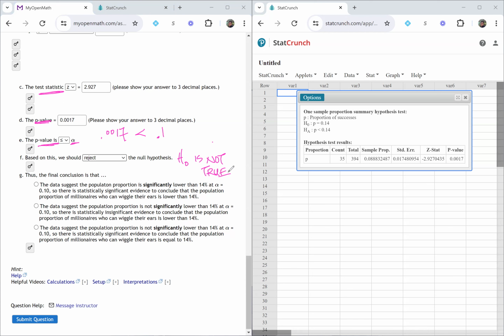So that null hypothesis saying that 14% of the population can wiggle their ears might not actually be accurate. And so now, if we look at the final conclusion, I think we can see that the data suggests that the population proportion is significantly lower than 14% at an alpha of 0.1. So there is statistically significant evidence to conclude that the population proportion of millionaires who can wiggle their ears is lower than 14%.